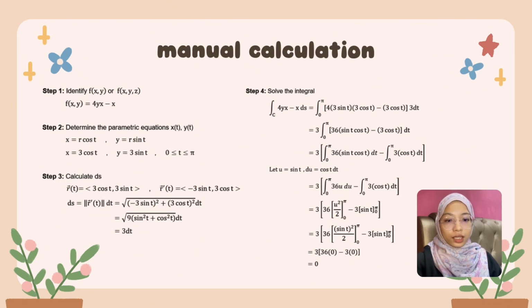Step 4. Calculate the integral. The integral to evaluate is the integral of 4yx minus x ds. Substituting the parametric equations, x equals 3 cos t, y equals 3 sin t, and ds equals 3 dt, I get the integral from 0 to pi of 3 sin t times 3 cos t minus 3 cos t, multiplied by 3 dt. I solve it and the final answer is 0.